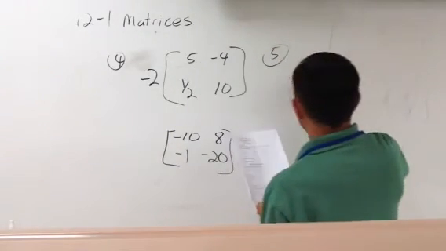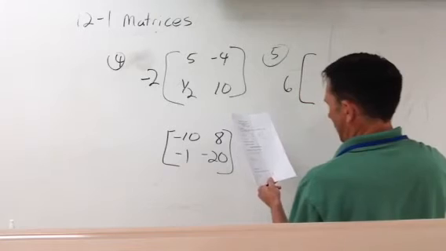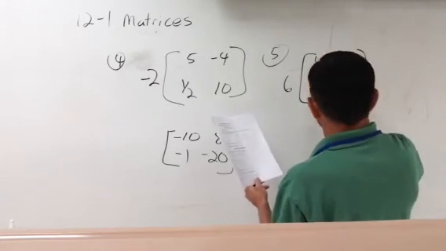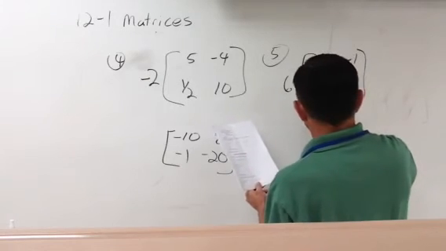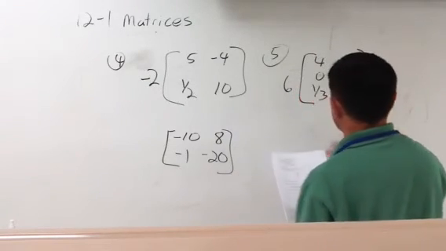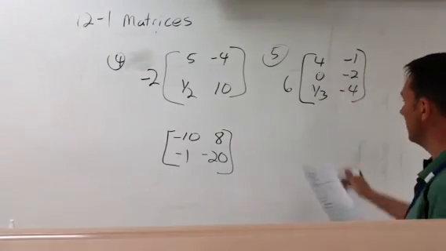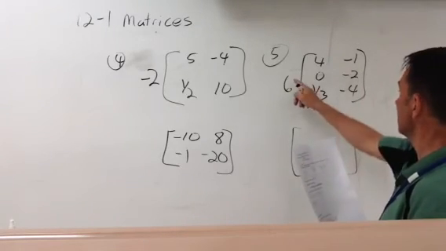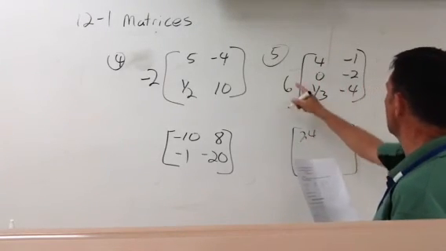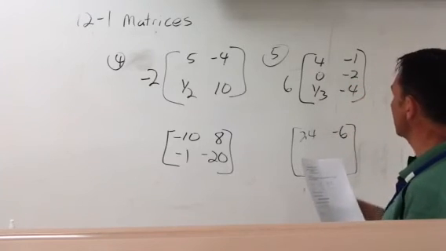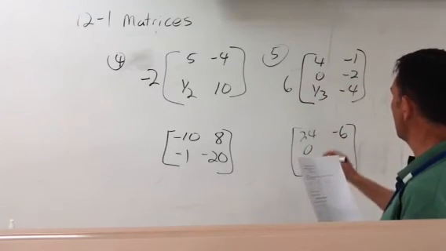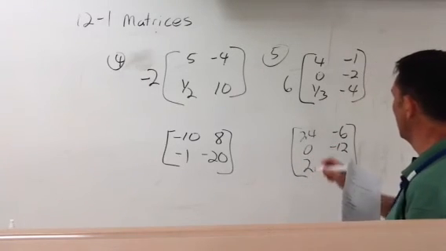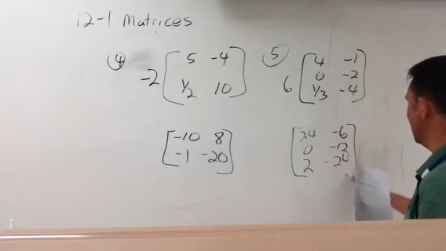And here's number 5. Here we're multiplying by 6. So we start with a 3 by 2 matrix, and we need to end with a 3 by 2 matrix. 6 times 4 is 24. 6 times negative 1 is negative 6. 6 times 0 is 0. 6 times negative 2 is negative 12. 6 times a third is 2. And 6 times negative 4 is negative 24.